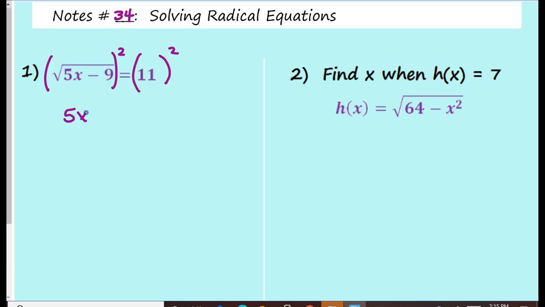So this is going to be 5x minus 9 equals 121. And then we can add 9 to both sides and divide by 5. Looks like that's going to be, what, 26? Does that look right?